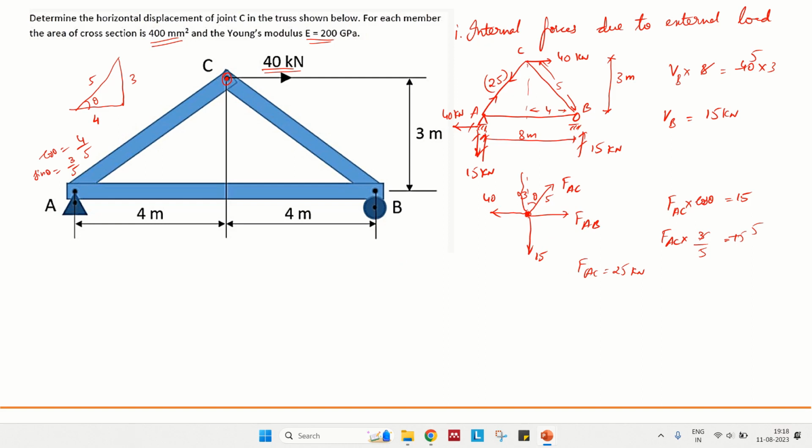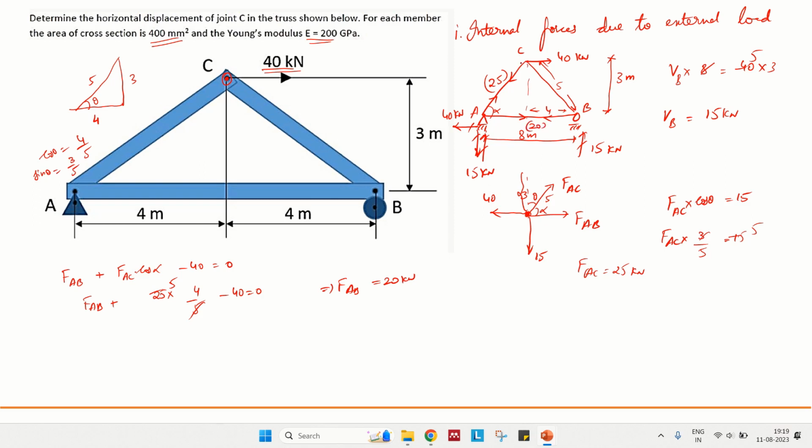And what about FAB? I'm solving here, FAB plus FAC times, let us take this angle as alpha, FAC cos alpha minus 40 equal to 0. So FAB plus FAC is 25, cos alpha is 4 by 5 this time because this is alpha. Cos is adjacent divided by hypotenuse. This is 4 and this is 5. Minus 40, that is equal to 0. So how do we solve this? 5 times 4 by 5 is 20. So FAB is equal to 20 kilonewtons, and again in tension.